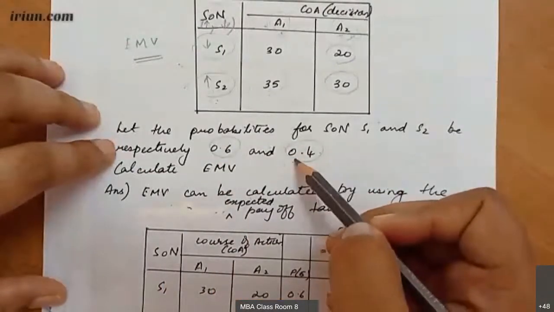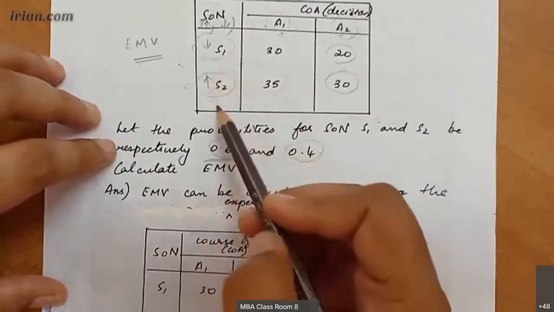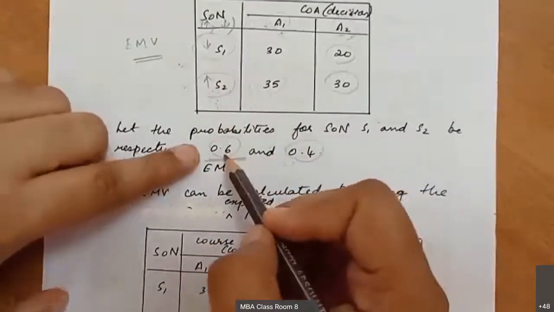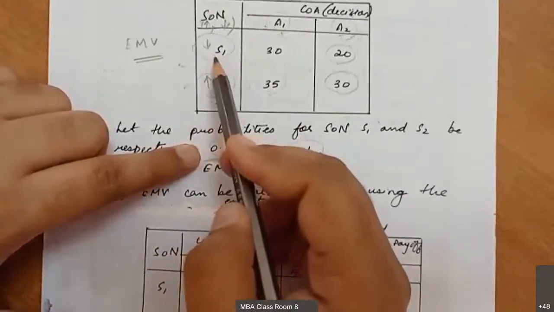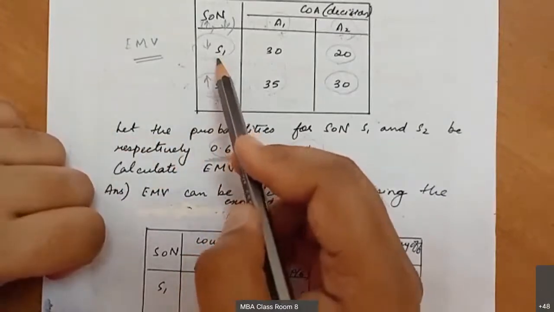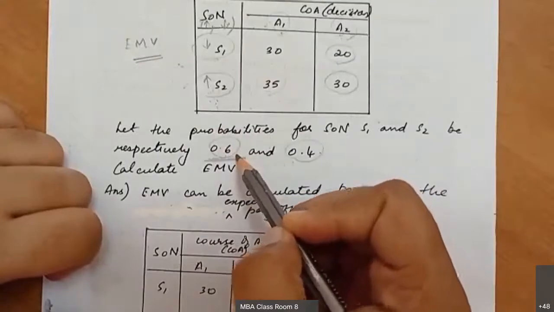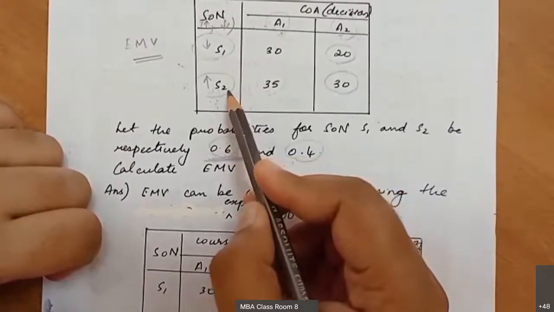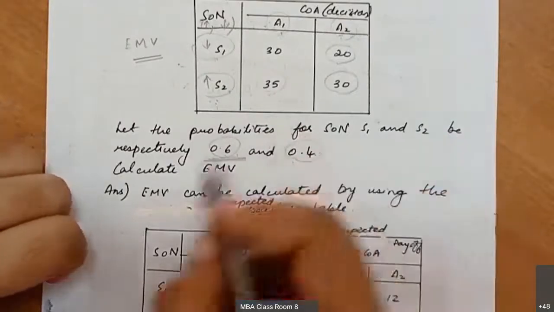Decision making under risk, you will know the probabilities of these states of nature. So what are they telling? For S1, the probability is 0.6. S1 means, in this case, we took it as lesser demand. For the market to have lesser demand, the probability is going to be 0.6. Similarly, for the market to have higher demand, the probability is going to be 0.4. Now what is the question?